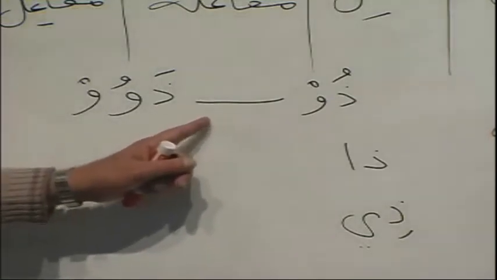Do you know what the pattern of Jama Muzakkar Salim is? Muslimun, Muslimin, and again Muslimin. Mu'minuna, Mu'minina, Mu'minina. From singular, Mudarisun, and you say Mudarisun. So that is the pattern of Jama Muzakkar Salim. Now here, Zavu is on the pattern of Jama Muzakkar Salim.